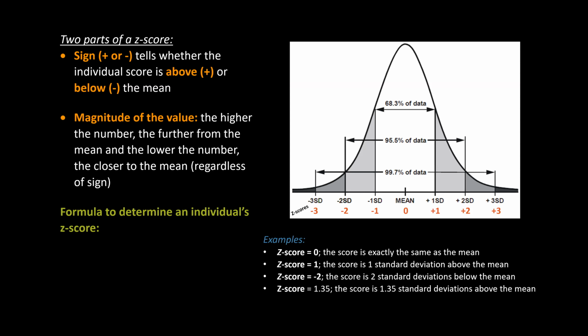So here's the formula to determine an individual z-score. And you don't need much. It's a super simple formula, but we'll go through it. So we've got z equals x, which we know is score, minus mean, divided by standard deviation. So let's go through this.